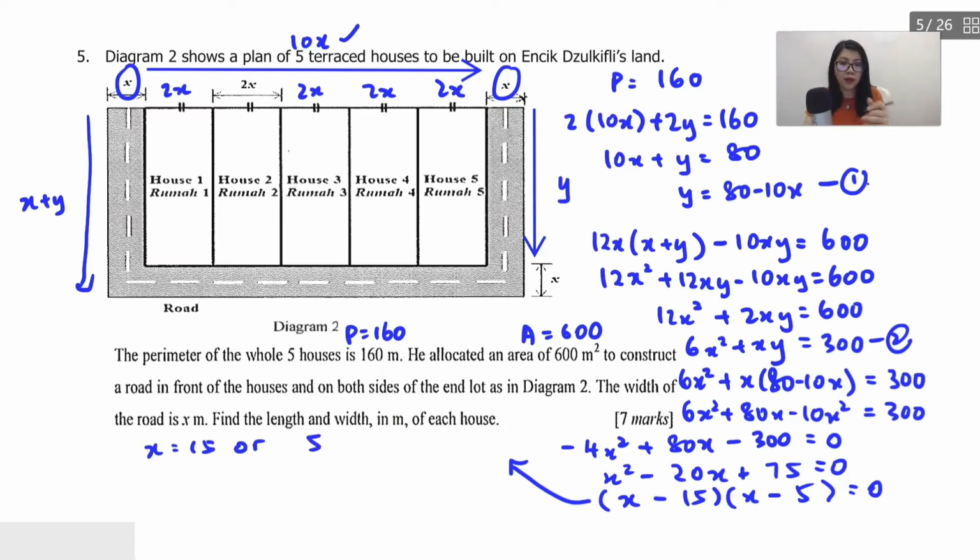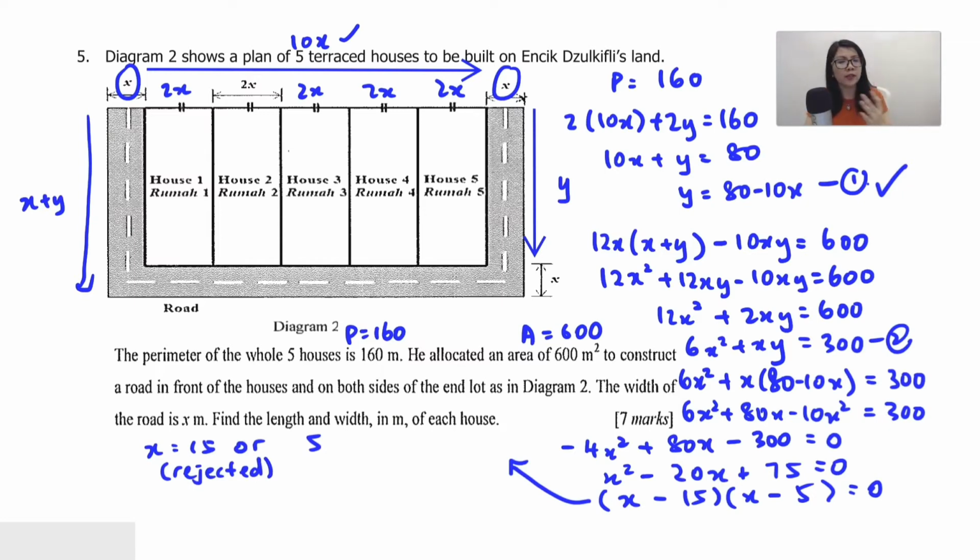But when we replace the 15 into the y in equation 1, it doesn't make sense, because 80 minus 10 times 15 is a negative answer. A length cannot be a negative answer. Therefore, this is rejected. So, final answer.